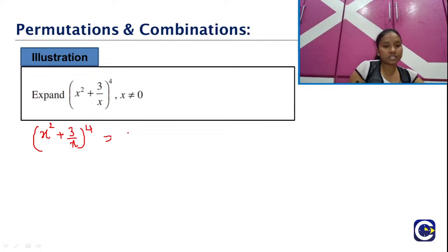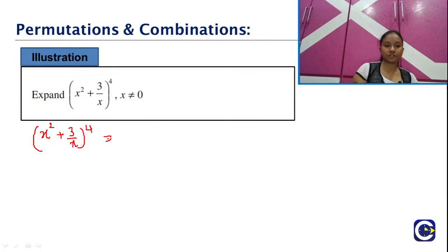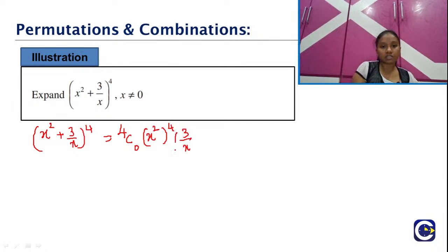So let's write it slowly. The first thing is our coefficient. What is our index here? 4. So it will be 4C0. And the other is our first term, that is (x²) whole power index, that is 4 here. And for the other it will be (3/x) whole power 0. So this will be the first term.